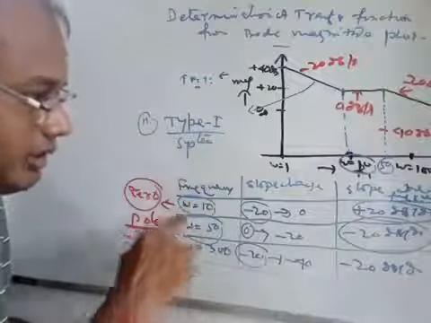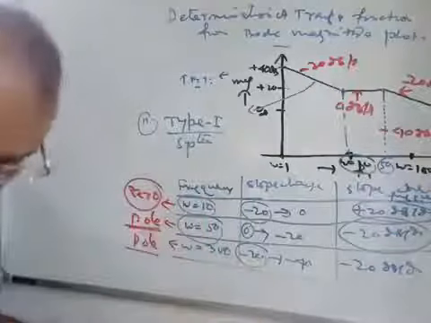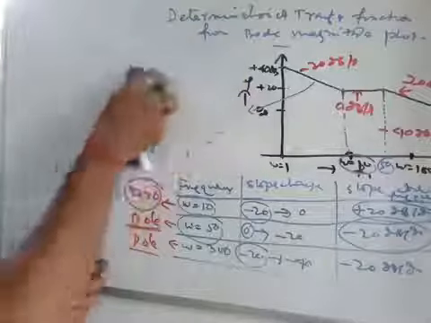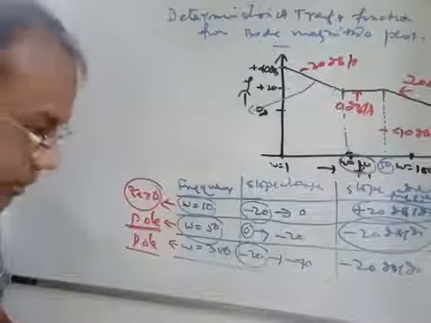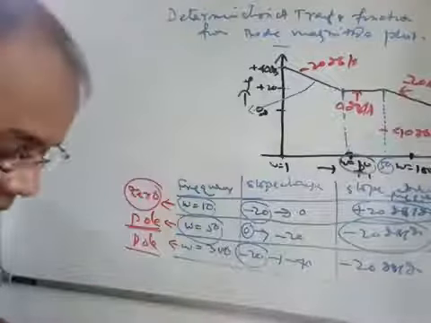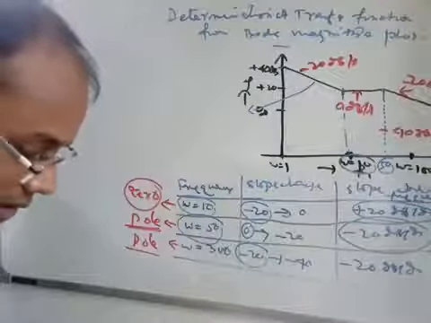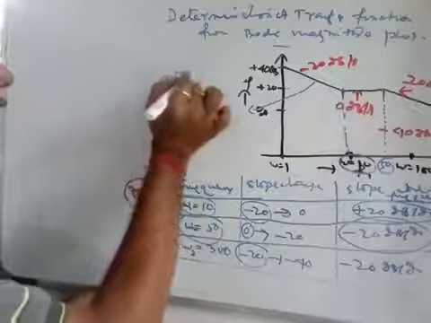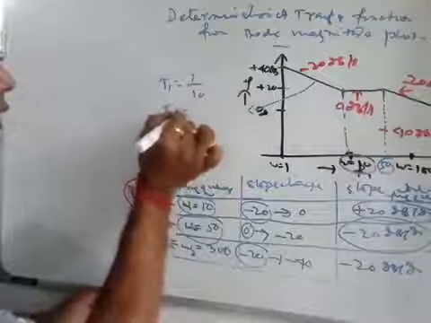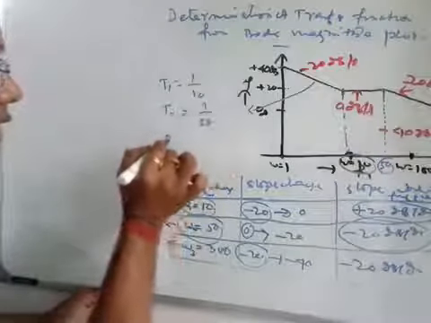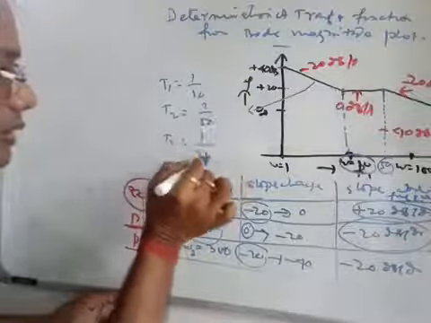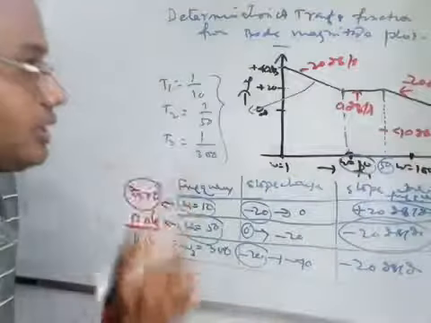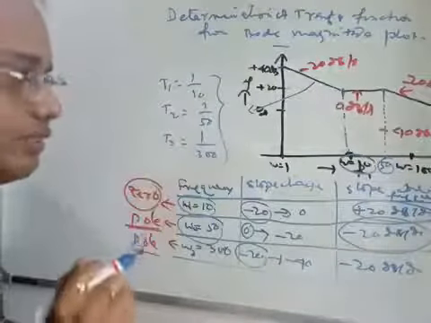And if you get the corner frequencies, corresponding to them you will get the time constants. We will get the time constants like T1, T2 and T3. We will say, for example, this is your omega 1, omega 2 and omega 3. So T1 is equal to 1 by 10, T2 is equal to 1 by 50 and T3 is equal to 1 by 300. These are the different time constants you get. Once you get the time constants, you will get the factors.